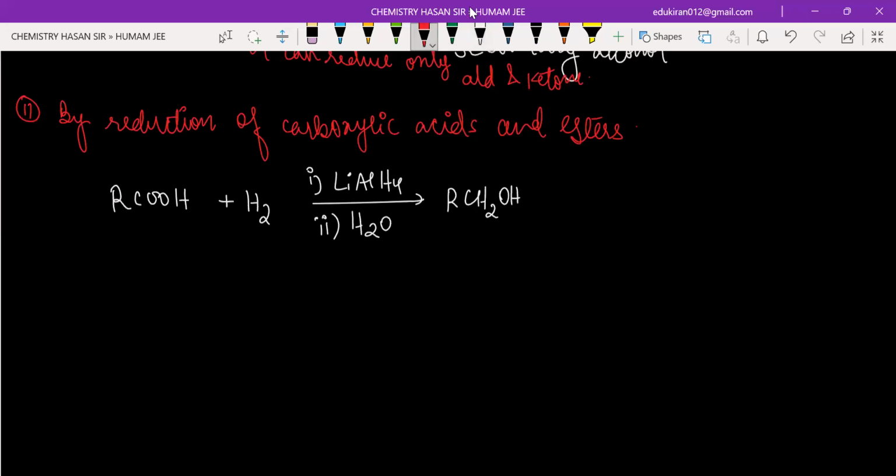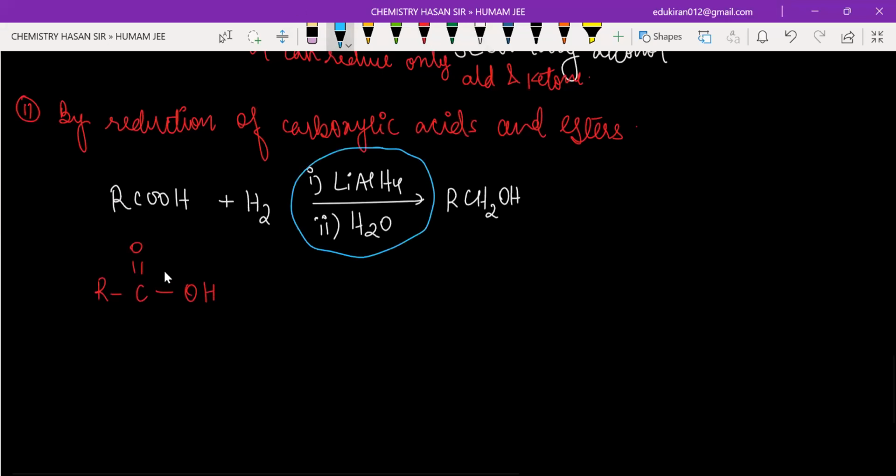Basically, the reaction is taking place like this. RC double bond O, OH is there. So by this process, there will be breaking of this bond, hydrogen added. This carbonyl group totally broke. So what we have is RCH2OH. Directly we get it. Okay.